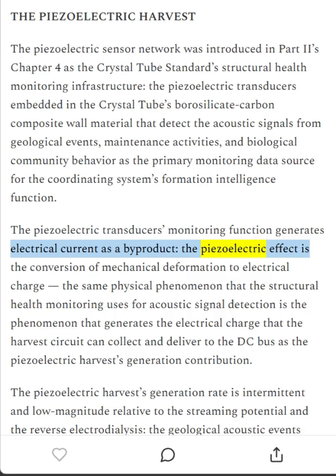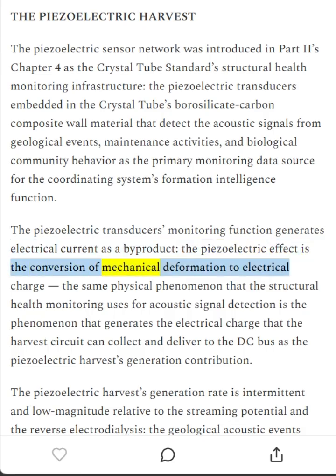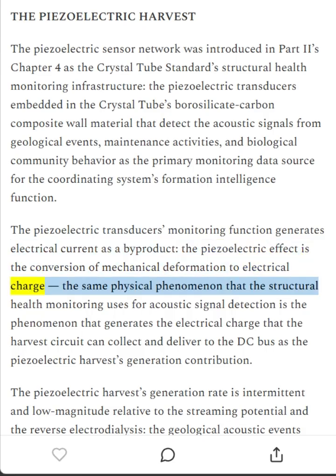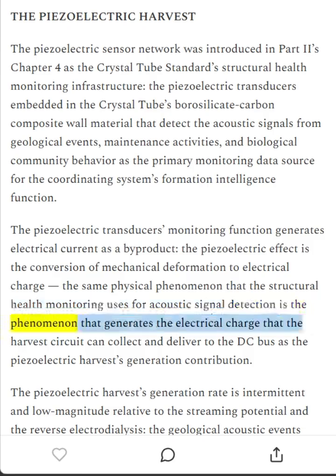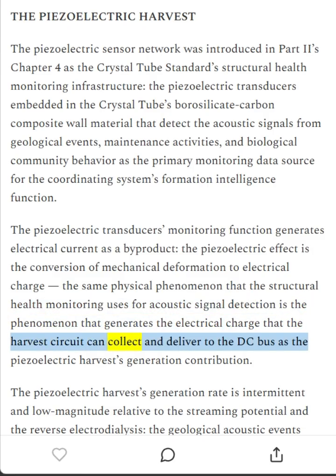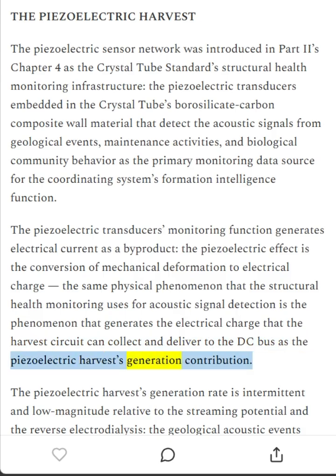The piezoelectric effect is the conversion of mechanical deformation to electrical charge. The same physical phenomenon that the structural health monitoring uses for acoustic signal detection is the phenomenon that generates the electrical charge that the harvest circuit can collect and deliver to the DC bus as the piezoelectric harvest's generation contribution.